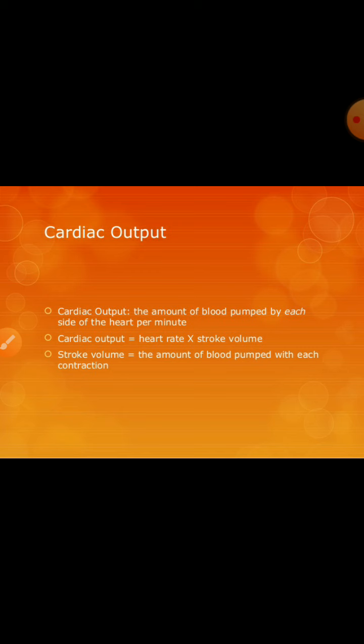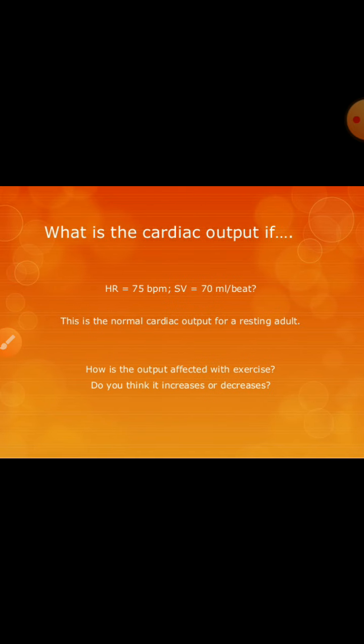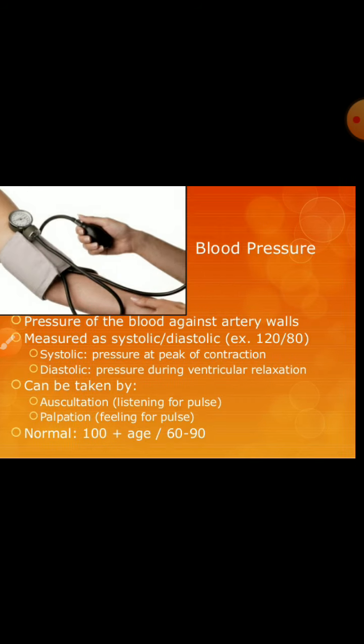Factors affecting stroke volume are preload, myocardial contractility, and others like heart rate, heart and venous return compliance, etc. So these are the factors which affect the cardiac output. This is a normal cardiac output for a resting adult.